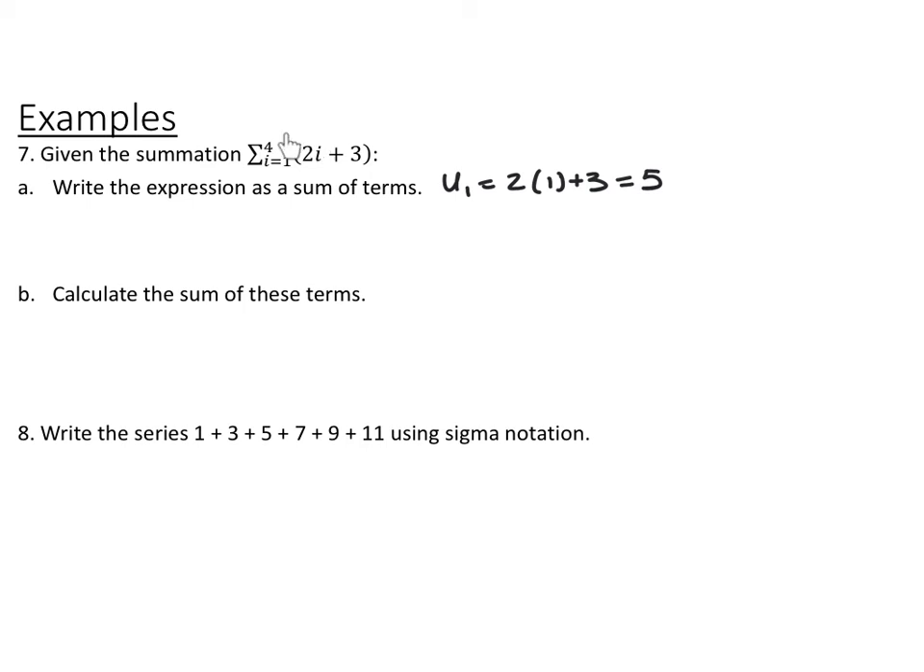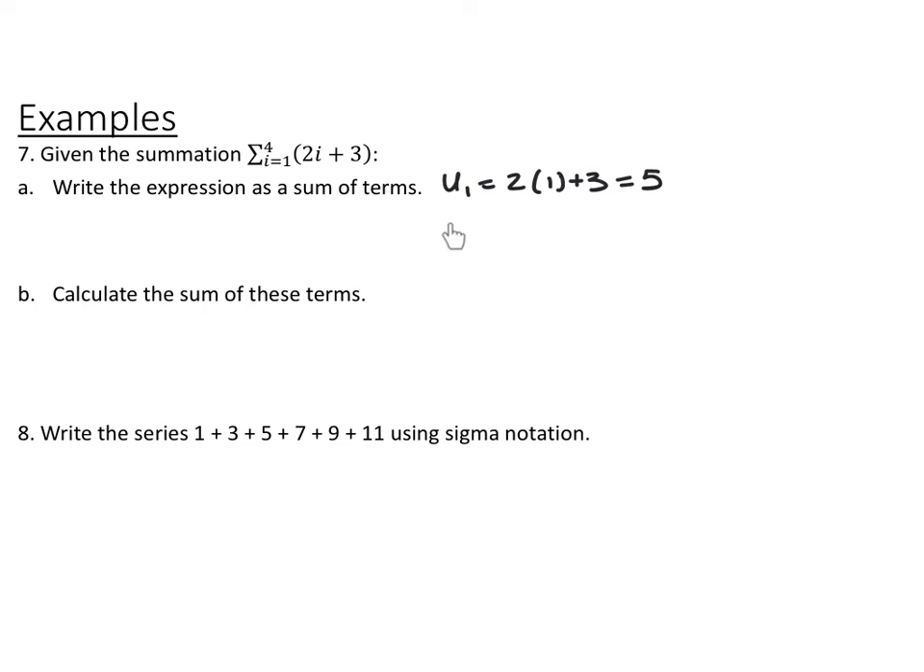So we have a summation here that says the sum from n is 1, or they're using i is 1, up to 4, of 2i plus 3. So this is your formula, and we're going from the first term to the fourth term. So we want to write this as an expression of a sum of terms, something that looks like this.